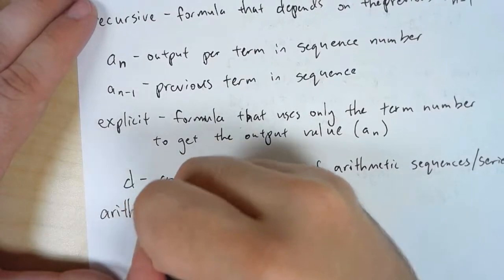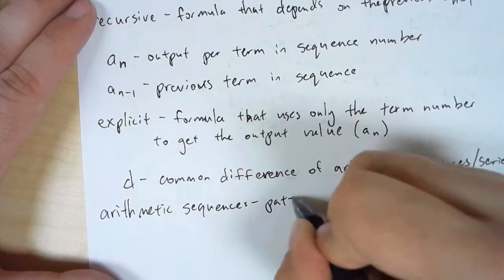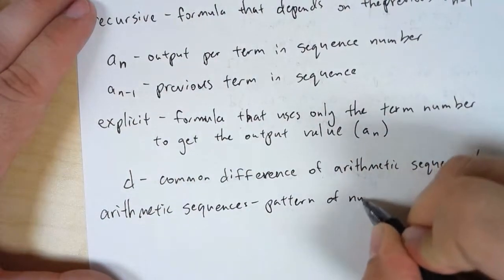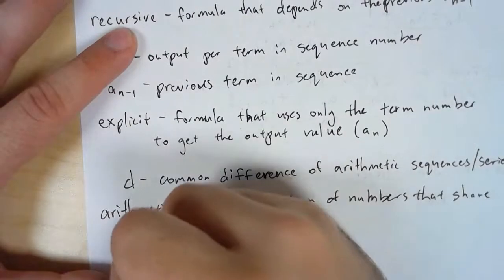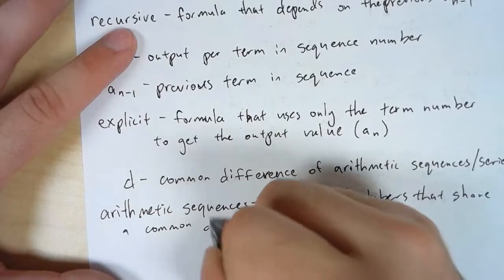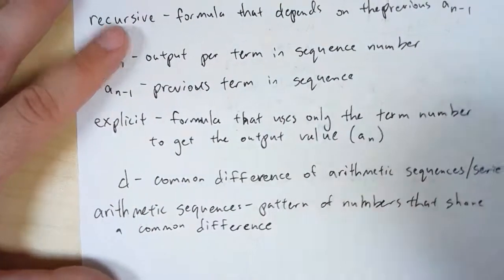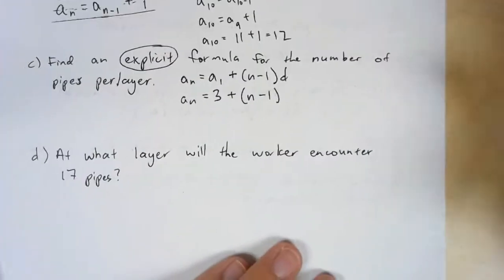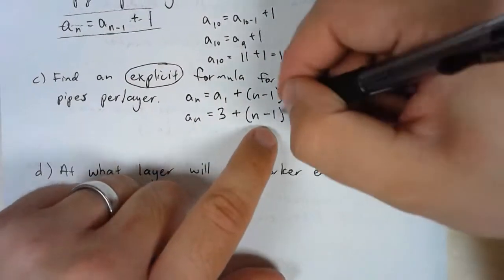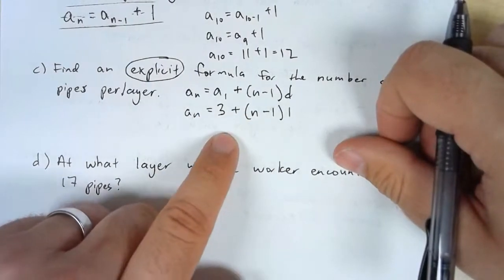So arithmetic sequences are a pattern of numbers that share a common difference. Not all sequences are arithmetic sequences. And that just says it's the same when you subtract every single time. So one of the common types is arithmetic. We'll talk about that other type in the next part. So our common difference here is going to be 1. And you can leave it like this. If you want to leave your explicit formula, that's fine.